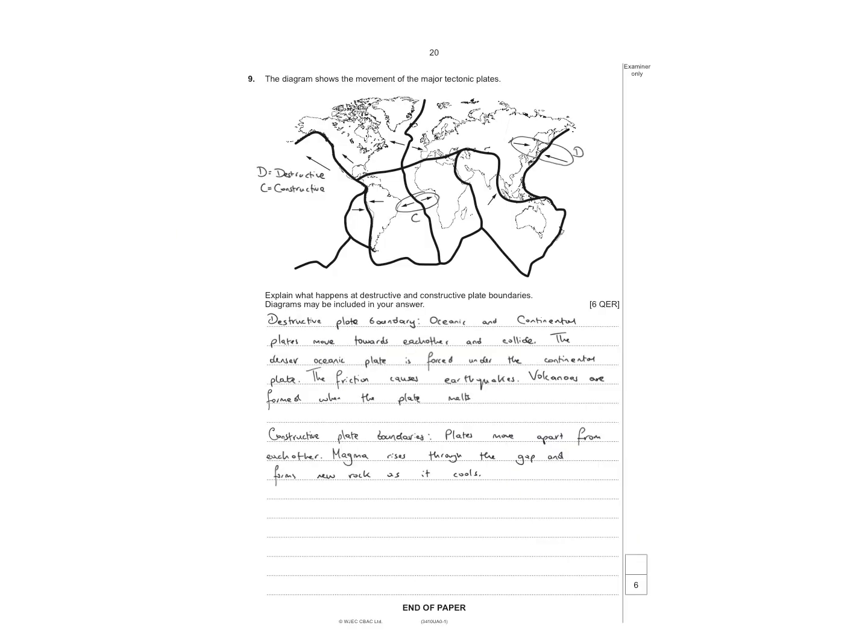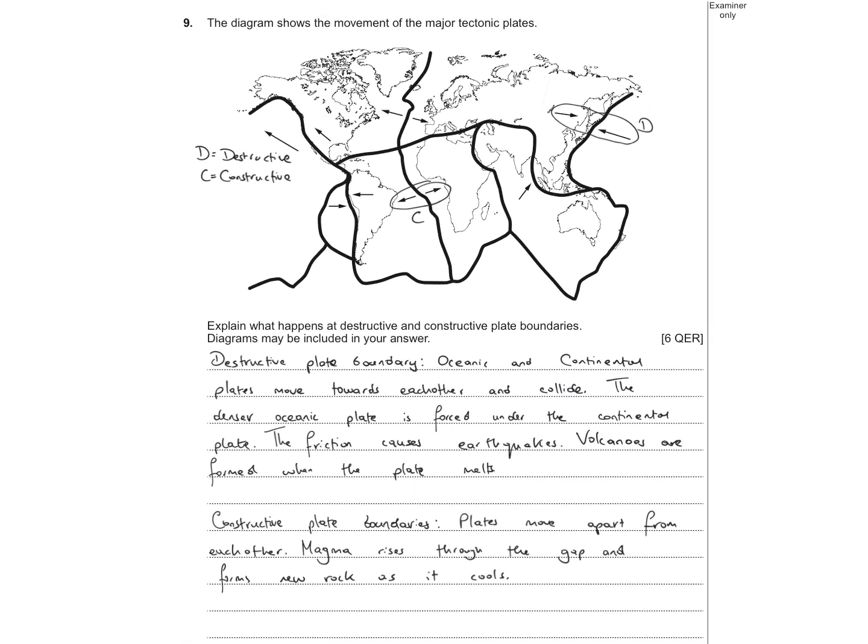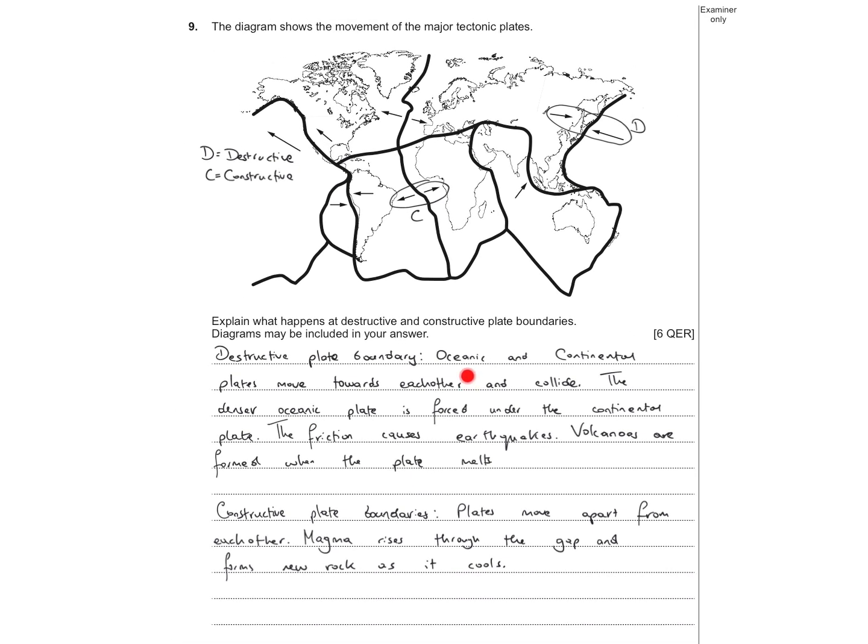Final question on this paper then. Explain what happens at a destructive and constructive plate boundary. Diagrams may be included in your answer. So, at a destructive plate boundary, oceanic and continental plates move towards each other and collide. We could just say two plates of different density. The denser oceanic plate is forced under the continental plate. The friction causes earthquakes. Volcanoes are formed when the plate melts.